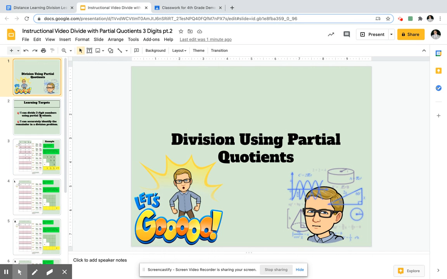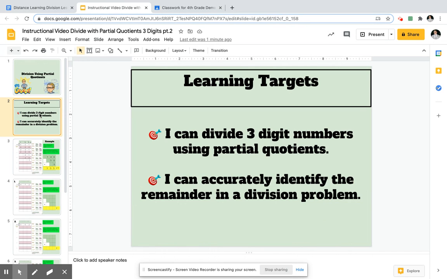Let's get started. Your learning targets for today are: I can divide three-digit numbers using partial quotients, and I can accurately identify the remainder in a division problem.